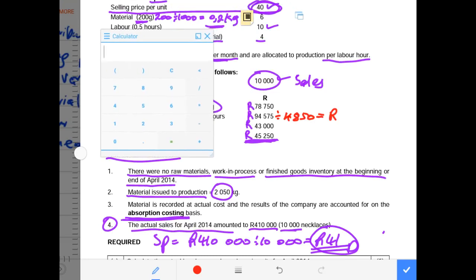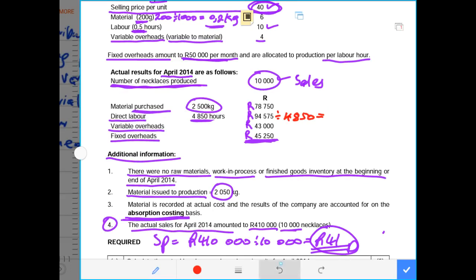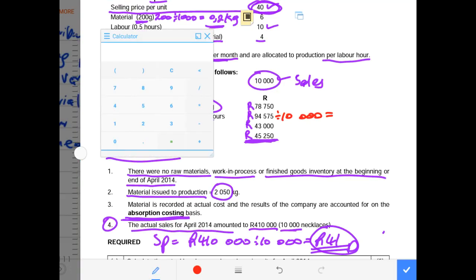This will be 94,575. We divide this by the labor hours, because I will have to multiply again. We divide this by the number of units that were manufactured, which is 10,000 units, because we need the cost per unit and not the cost of labor per hour. We'll do that later on when we do the variance.